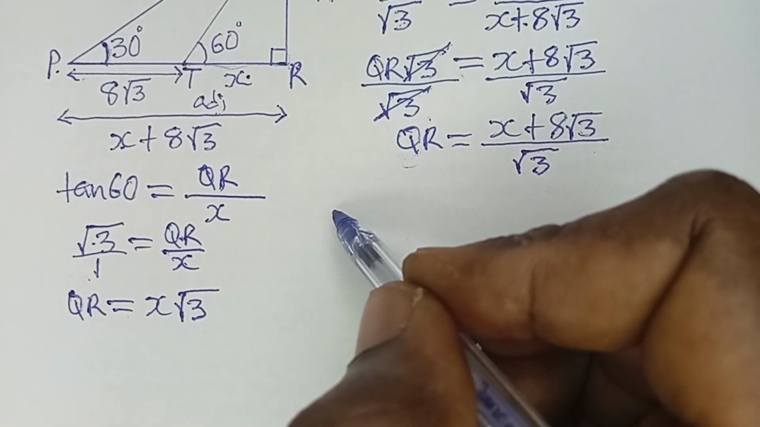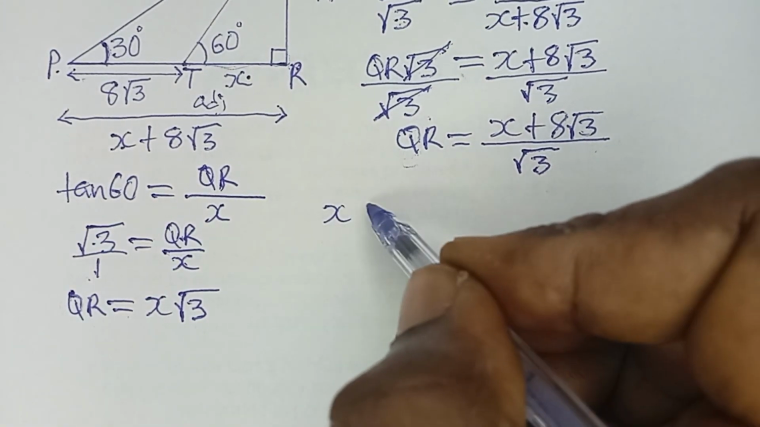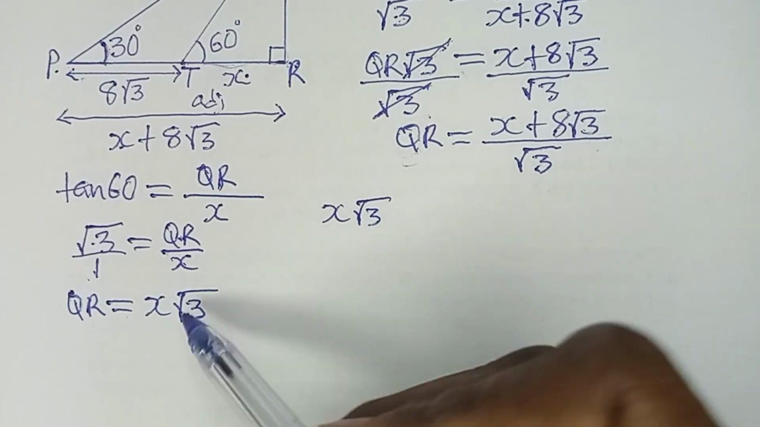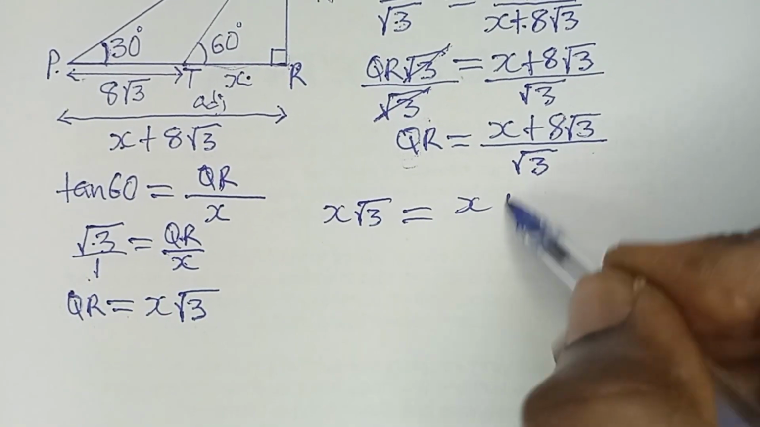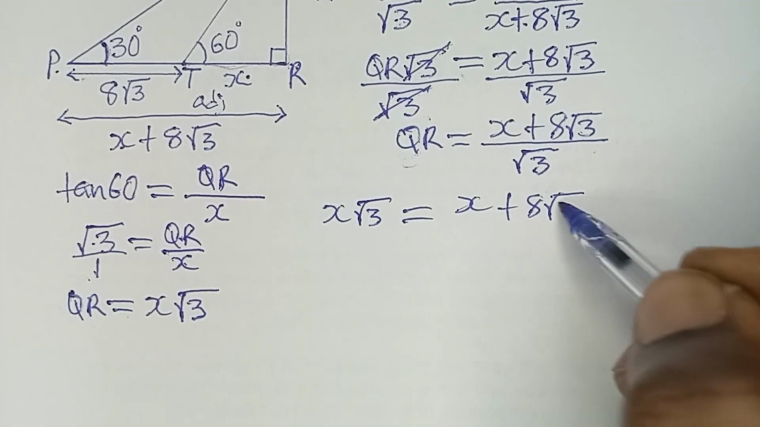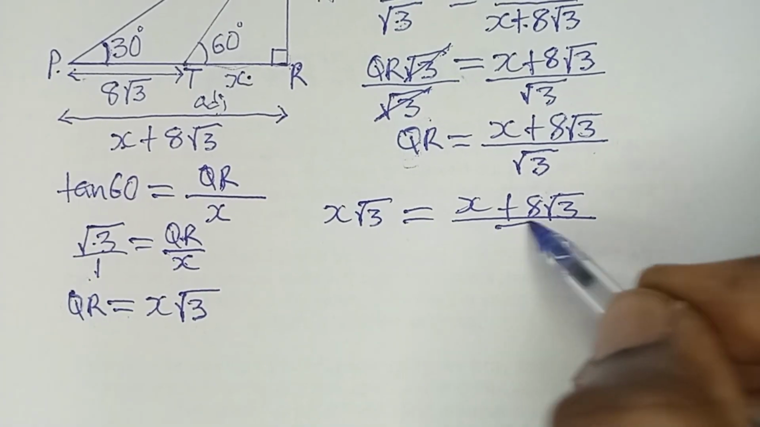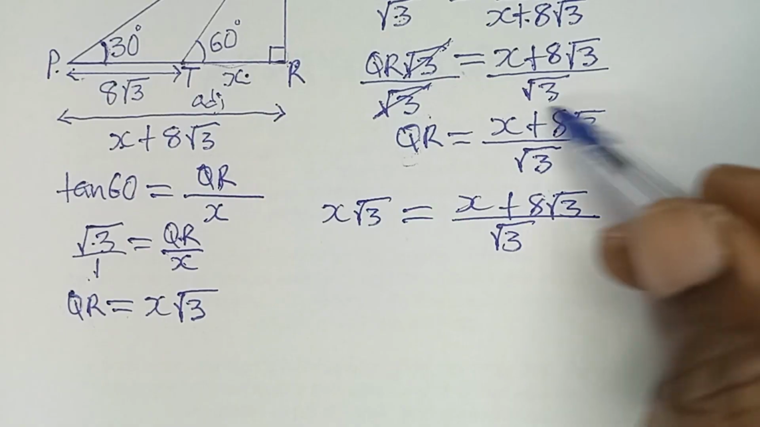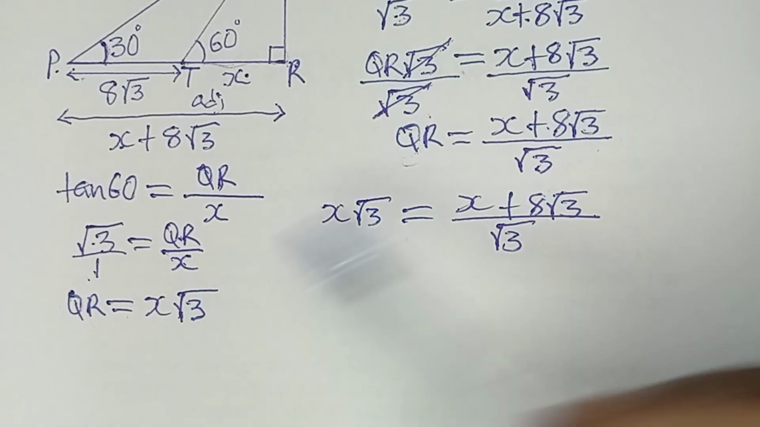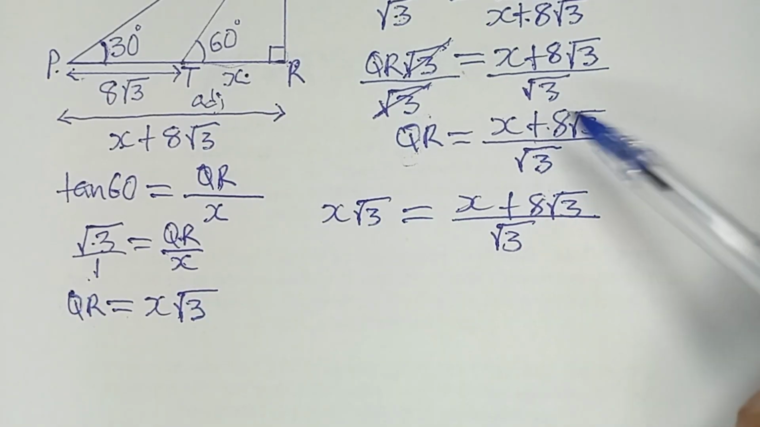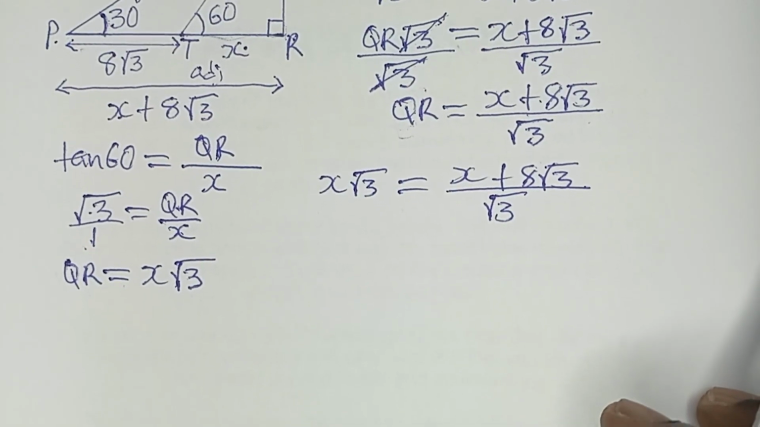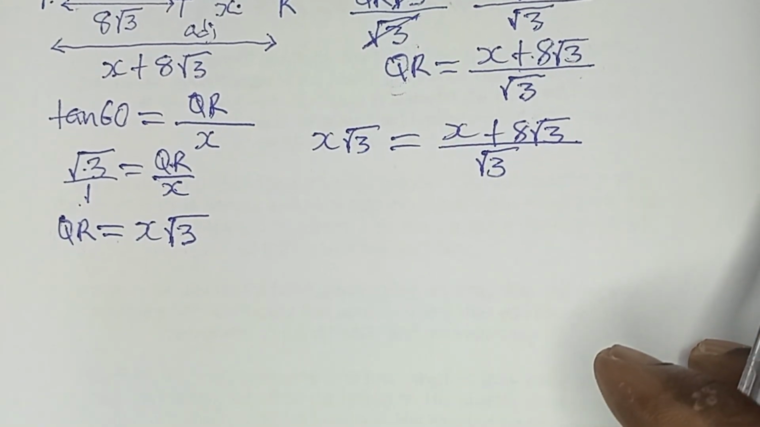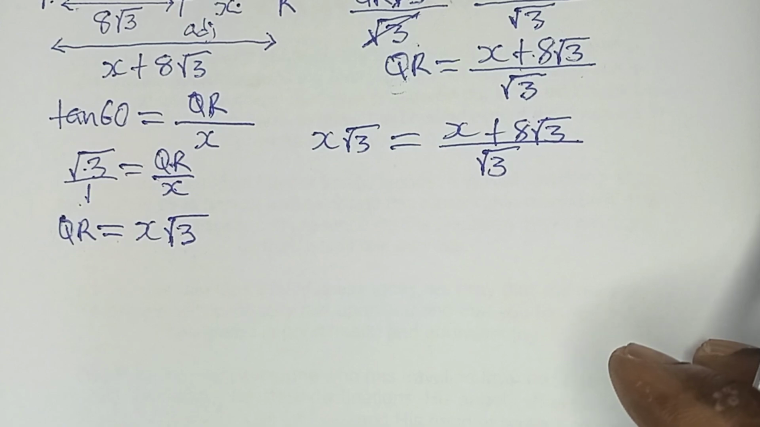So I'm simply going to say X root 3, that is this one, is equal to (X plus 8 root 3) all over root 3, which is this one. So I have equated the two parts now because they are both QR. Now, the next thing for us to do is to simplify and find the value of X, which is exactly where we want to arrive at.